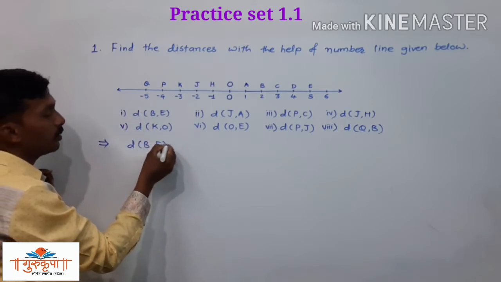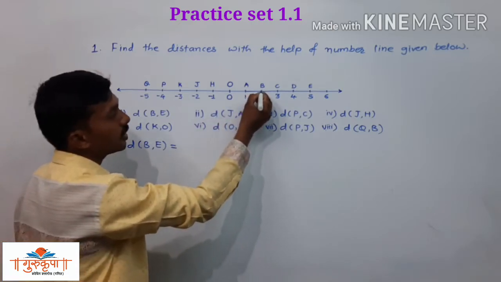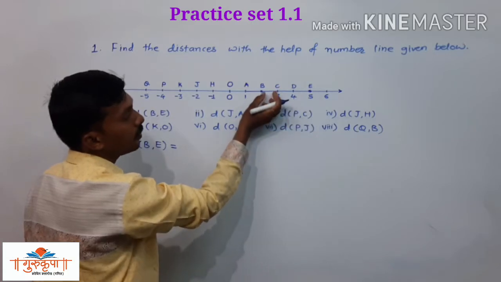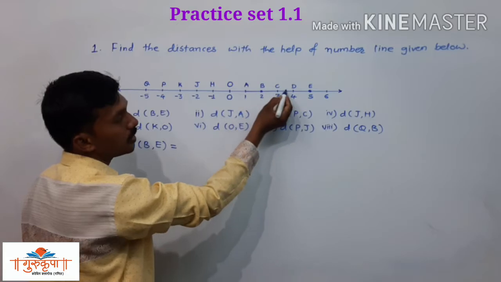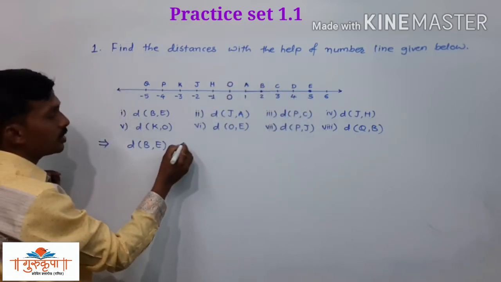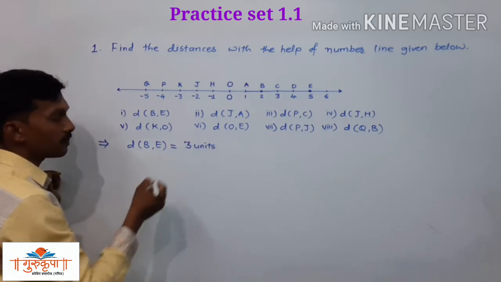Distance BE. Now see the number line and how much is the distance between B and E. Here we have point B, here we have point E. Here we have 1, 2 and 3 units. See this first part, second part and this is the third part. So distance BE is equal to 3 units.